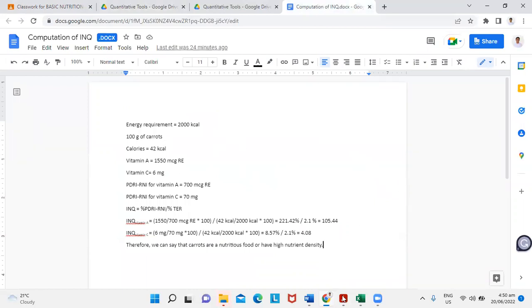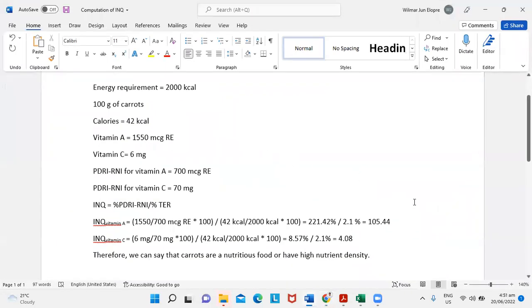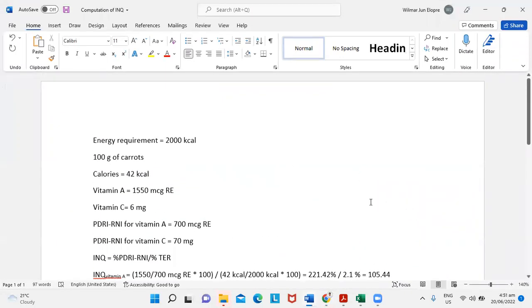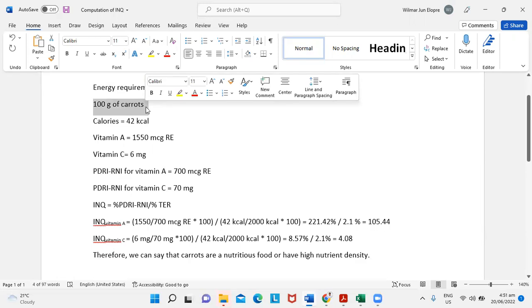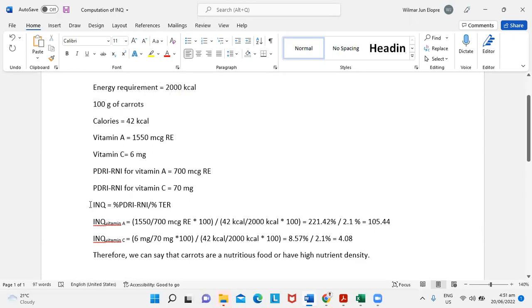I will just download it in Microsoft Word for easy demonstration. So let's see how to compute the INQ. Say for example, we have 100 grams of carrots. Can we really confirm that the carrots are nutritious? Let's compute its INQ to say that for sure.